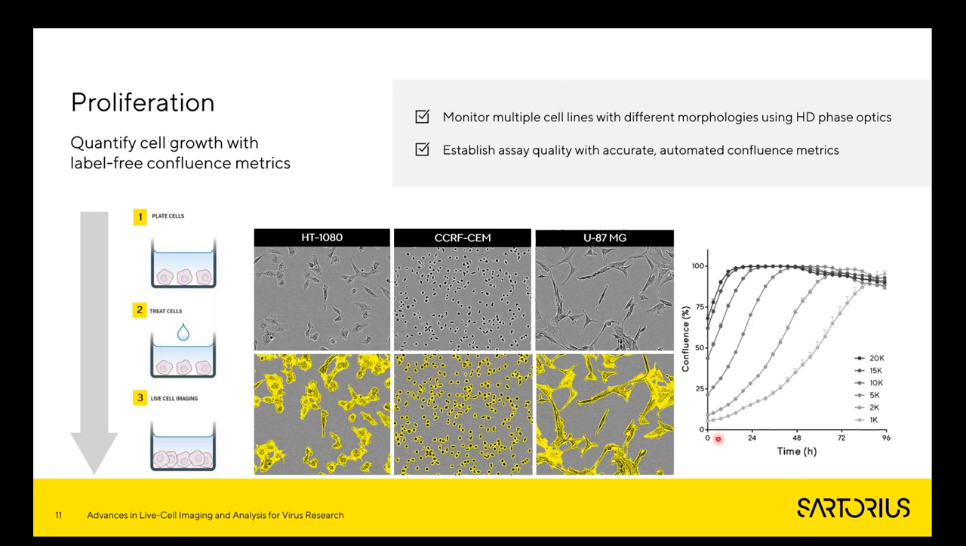Then having this automated image acquisition at multiple time points, we can very accurately draw these growth rate graphs to, for example, assess the differences in growth upon different cell seeding densities. But also, this approach can be very useful for those who are interested in quantifying lethal viral killing, for example, by looking at reverse proliferation.